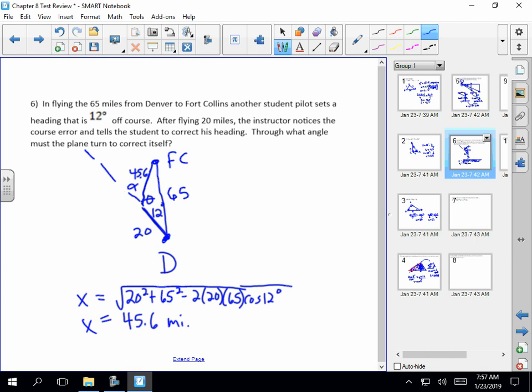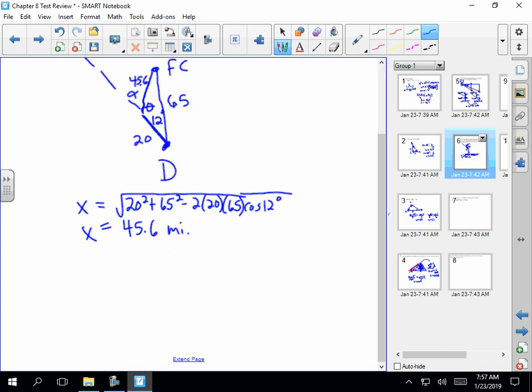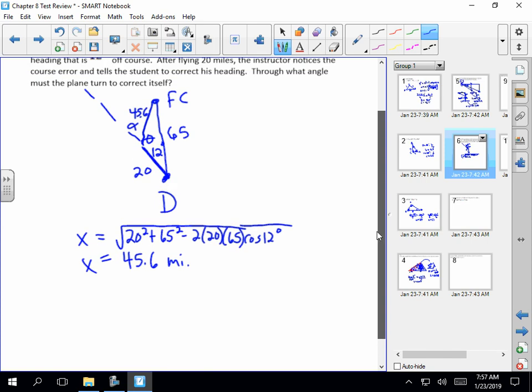And then you can use either law of cosines again to find that angle theta. That's what I'm going to do. Or you can use law of sines, noting that this would be an ambiguous case with law of sines, so you'd have to use your picture to decide on the appropriate value for alpha there.